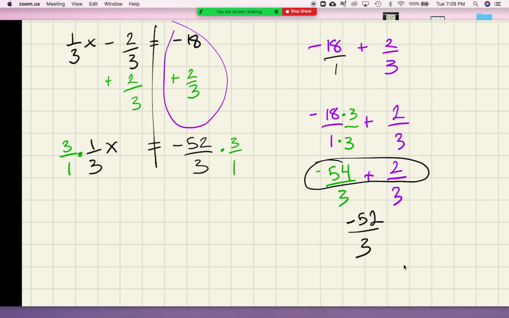So then I have a 3 on top, 3 on bottom, and a 1 on top and a 1 on bottom. That's the same thing as 1x, or just x. So now x is all by itself. And then I have a 3 on top, and these don't cancel out, so you can write it like negative 52 over 1. But same thing, you can take a whole number and put a 1 underneath. If there's already only a 1 underneath, you can just write negative 52.